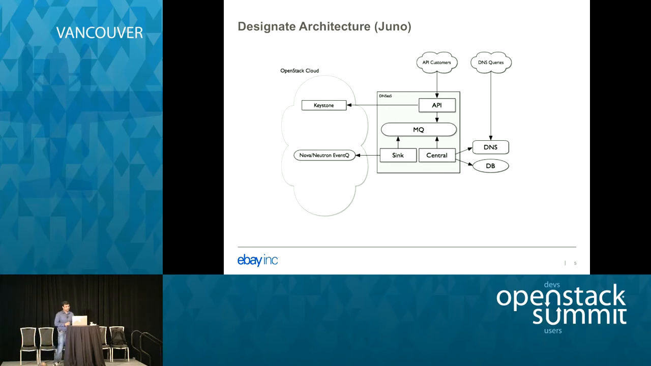In this picture, if you notice, the middle section has the API component, the sink component, and the central component. And there is a queue in the middle. That's the RabbitMQ. The API component is the component that takes all your customer API calls. This will handle various calls like your A records, your reads, your writes, your deletes, and your updates. It will also take calls from Horizon.